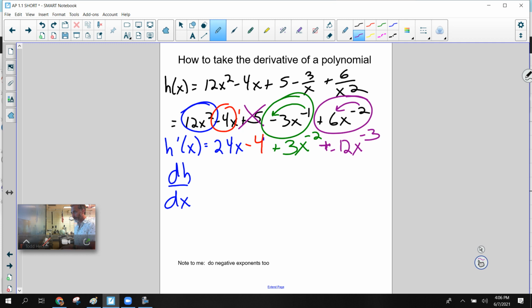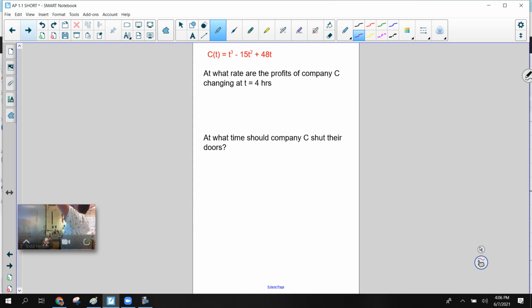All right, so what do we got to do? Let's go back to this function. So we've got this function here, t cubed minus 15t squared plus 48t. Sorry, there was an example behind this. You guys don't really care.